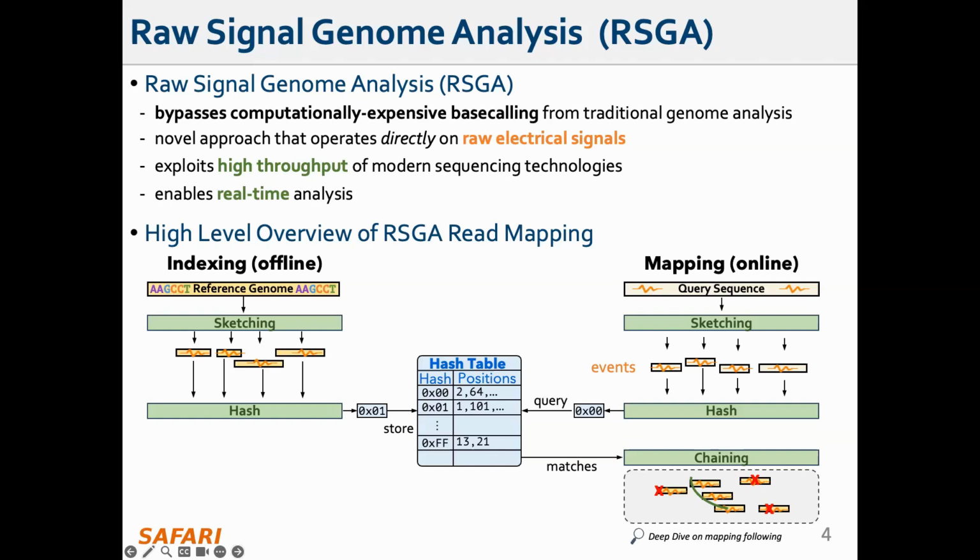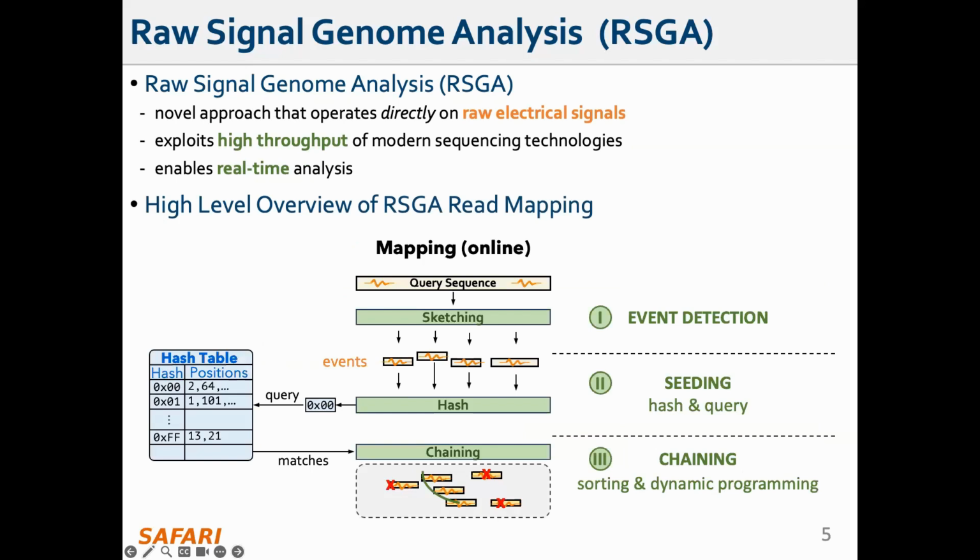The RSGA pipeline has two main phases. The first one is indexing, which happens offline, and mapping the raw signals is then an online step, which is also the focus of our work here. In the indexing phase, the reference genome is converted into event representations and then stored in a hash table for fast lookup. During the mapping phase, the raw electrical input signals from the sequencing are then mapped to the reference genome to reconstruct the full genomic sequence.